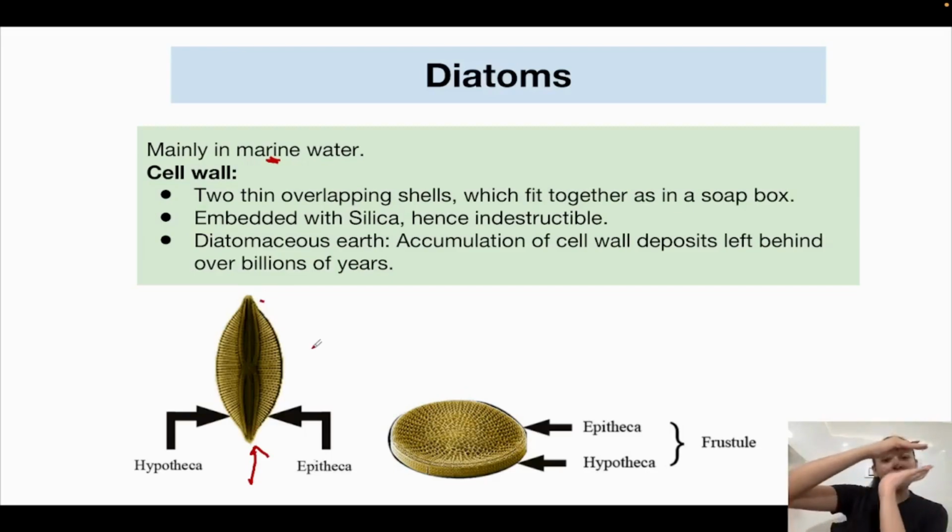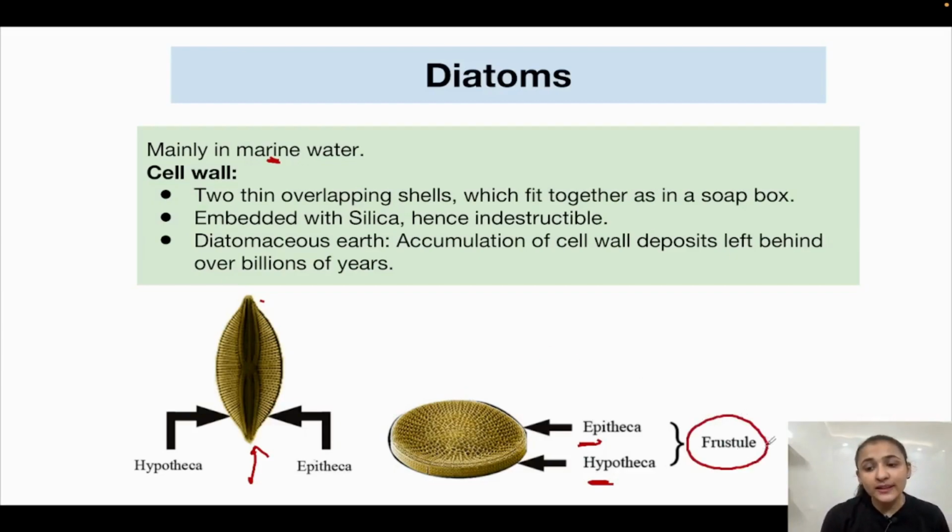They are overlapping and fitting together as in a soap box. जैसे कि सोप बॉक्स में जो ऊपर और नीचे के portions आके फिट हो रहे हैं आपस में, वैसे ही in diatoms the cell wall contains two thin overlapping shells. One layer is known as epitheca and the second layer or the second shell is known as hypotheca. If you will look at this view, the upper layer or the upper shell is known as epitheca and the lower shell is known as the hypotheca, and together these layers are known as frustule.